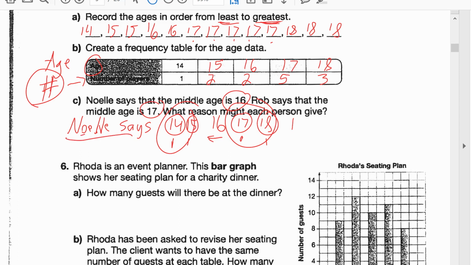And for Rob, he says that 17 is the middle because, as we recorded up here, counting 1, 2, 3, 4, 5, 6 from each side, 17 is the middle one up there on part A. So that's why he says 17. Both are right. It depends how you look at what the middle is, which is what this unit is all about.